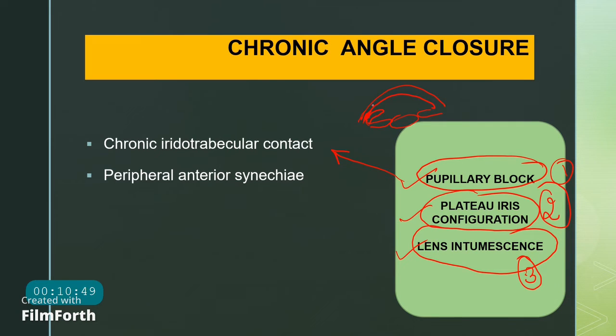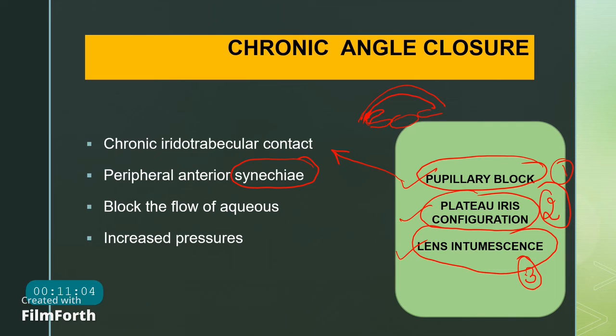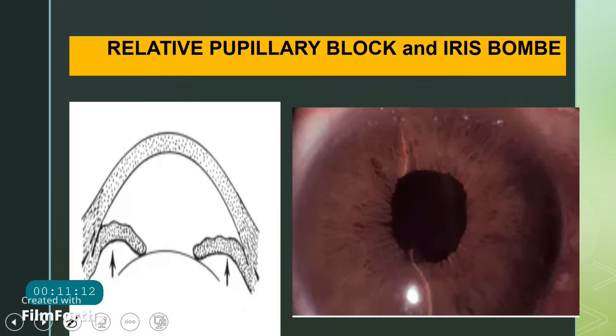That means the connection will develop between the iris and the trabecular meshwork, and that abnormal connection is called synechiae formation. And as I told you, the synechiae will block the flow of aqueous, and when the flow of aqueous is blocked, what will happen? The pressure is going to rise. So that's the pathophysiology of chronic angle closure, and the main mechanisms are pupillary block, plateau iris configuration, and lens intumescence. Now let me tell you what is meant by pupillary block first.